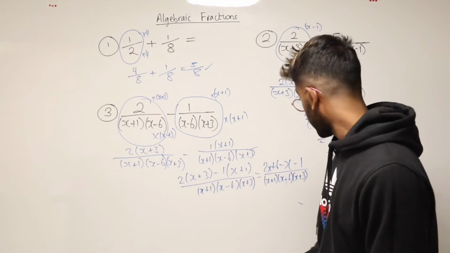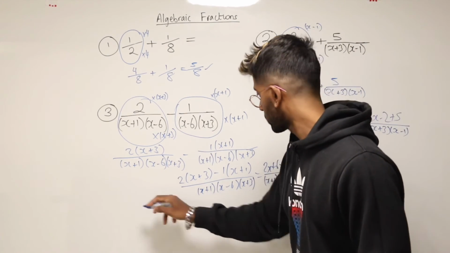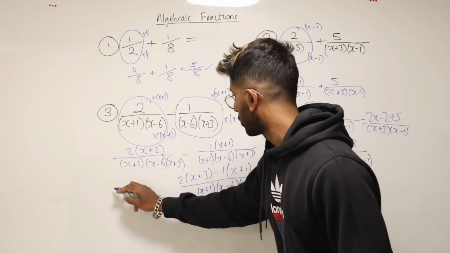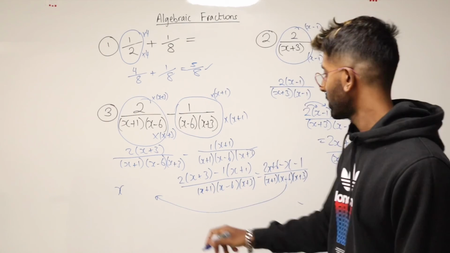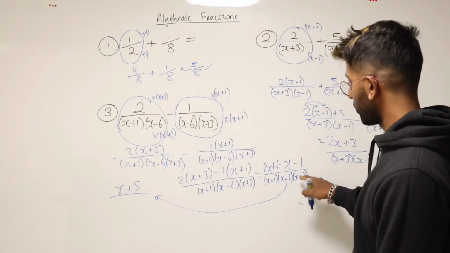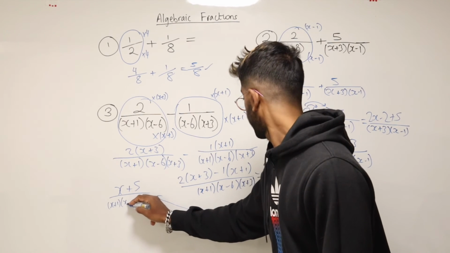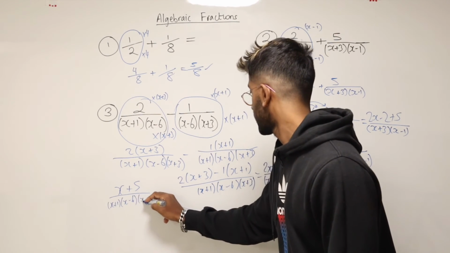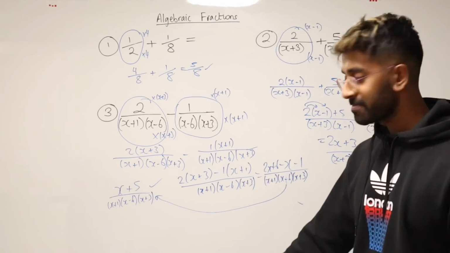And then just collect the tops together again. So you've got 2x minus x, that leaves you with just an x. Let's just write this over here. So you just got an x on the top. And then you've got 6 minus 1 there, so that's going to be positive 5. All over the same 3 brackets. So x plus 1, x minus 6, and x plus 3. And that's how you leave it.